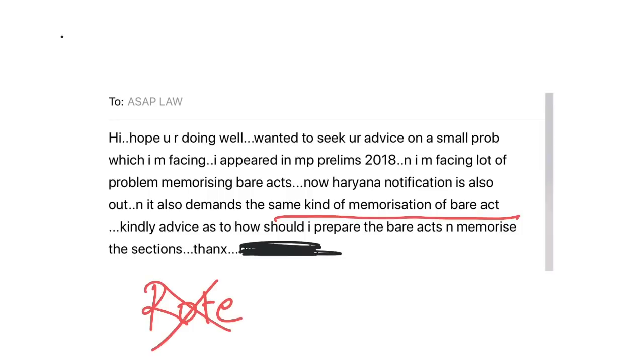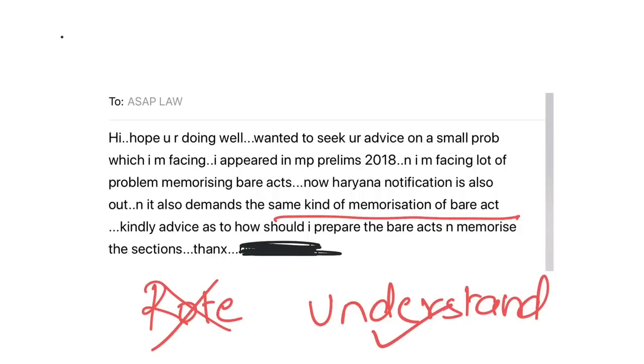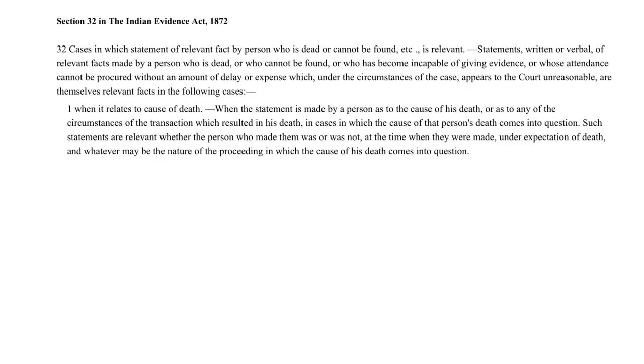So it's important for you to understand the section, and then it will be very easy for you to memorize it. And for this we will use another example to show you how to understand a section and how to memorize it, how to make notes on it. So we recently showed you how to write the Bareact in the exam, and for that we used Section 32 of the Indian Evidence Act. Just for the sake of your understanding and to keep it really easy, we will again use that same section.